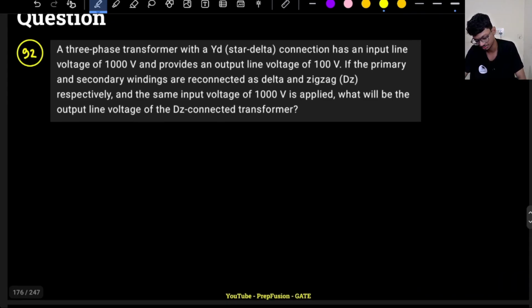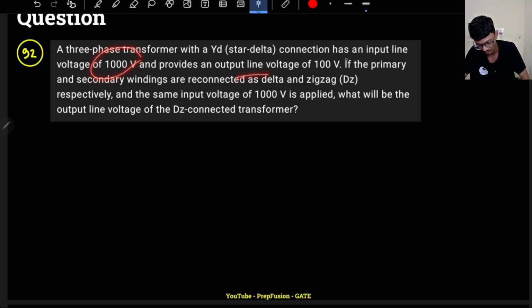Now let's solve the next question. A three-phase transformer with YD connection has an input voltage of 1000 and provides an output line voltage of 1000 volts. If the primary and secondary are reconnected as delta and zigzag respectively, with the same input voltage applied, what will be the output line voltages? Okay, we will not try to use any formulas here. My effort will be not to use any formulas.